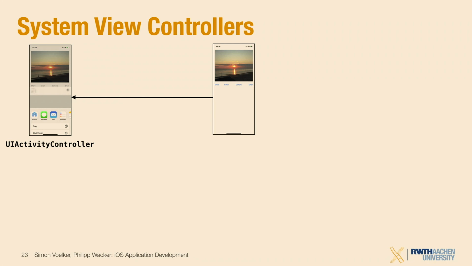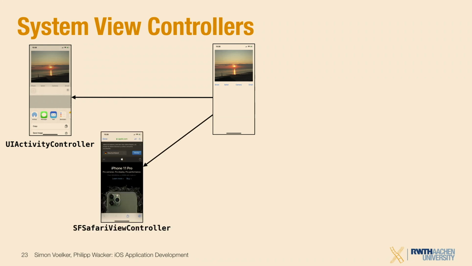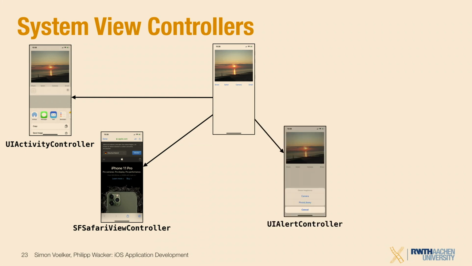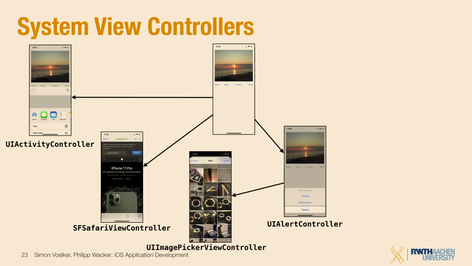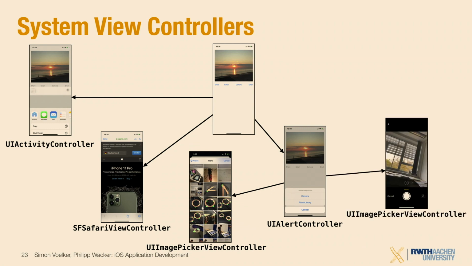The first one is the activity controller, so it's the sharing. You select the image, you want to share it to Twitter or whatever. The second one is the Safari browser, so you do not go to the Safari app, but you can open a browser in your own application and target a specific URL. And the other controller has these little pop-ups where you can have multiple options, which are commonly used for camera or images. Then the picker view, where you go to your image view and you can select an image that is in your image storage, and the camera.